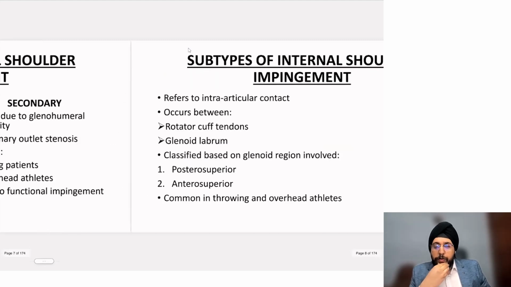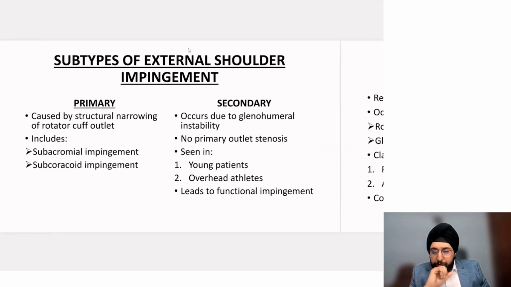Now the subtypes of external shoulder impingement can be primary as well as secondary. For all those who have joined late, we have started with the shoulder impingement syndromes. Again, a very important topic post the shoulder instability. And in the next class, we'll be discussing rotator cuff tears. That's again a very simple topic, almost known by everybody, so that is why I've kept it at the last.